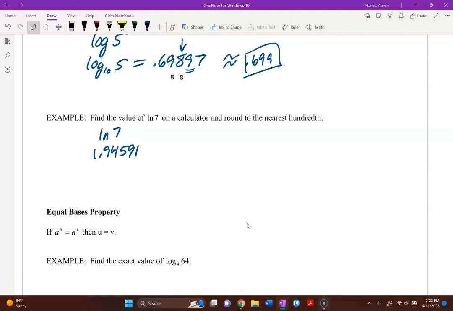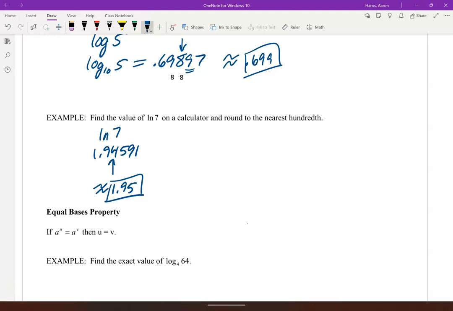And we're going to round this to the nearest hundredth, so that right there. So to that position, I look to the right of the 4, I got the 5, so 5 will bump that up, so approximately 1.95 on that. And that's how we use our calculator with these logarithms.